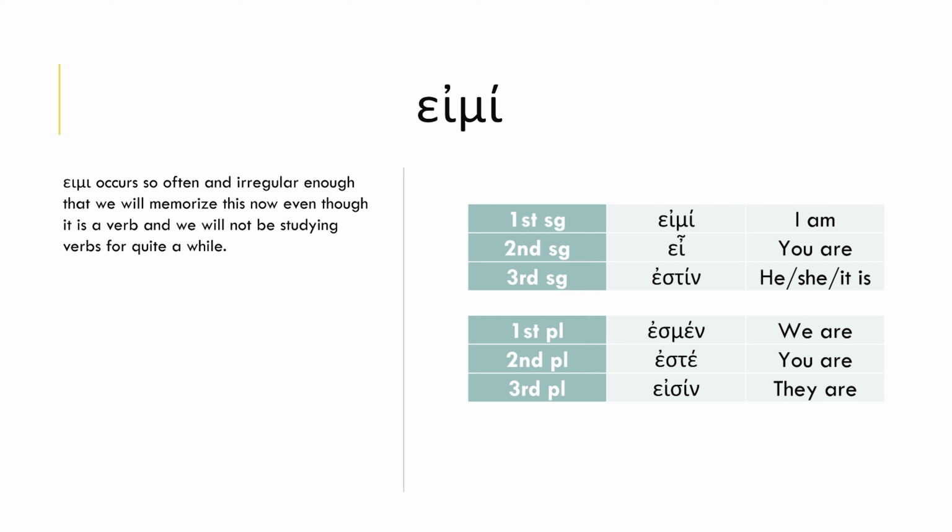I think that's really helpful, and we're going to be memorizing more paradigms, so you might as well practice. This is an easy one. You could probably just say this over and over again: eimi, ei, estin, esmen, este, eisin, and get it nailed down that way. Anyway, that's all I have for you as far as the ειμι verbs. You're just memorizing this, and that's about it. So I think we can move on now.